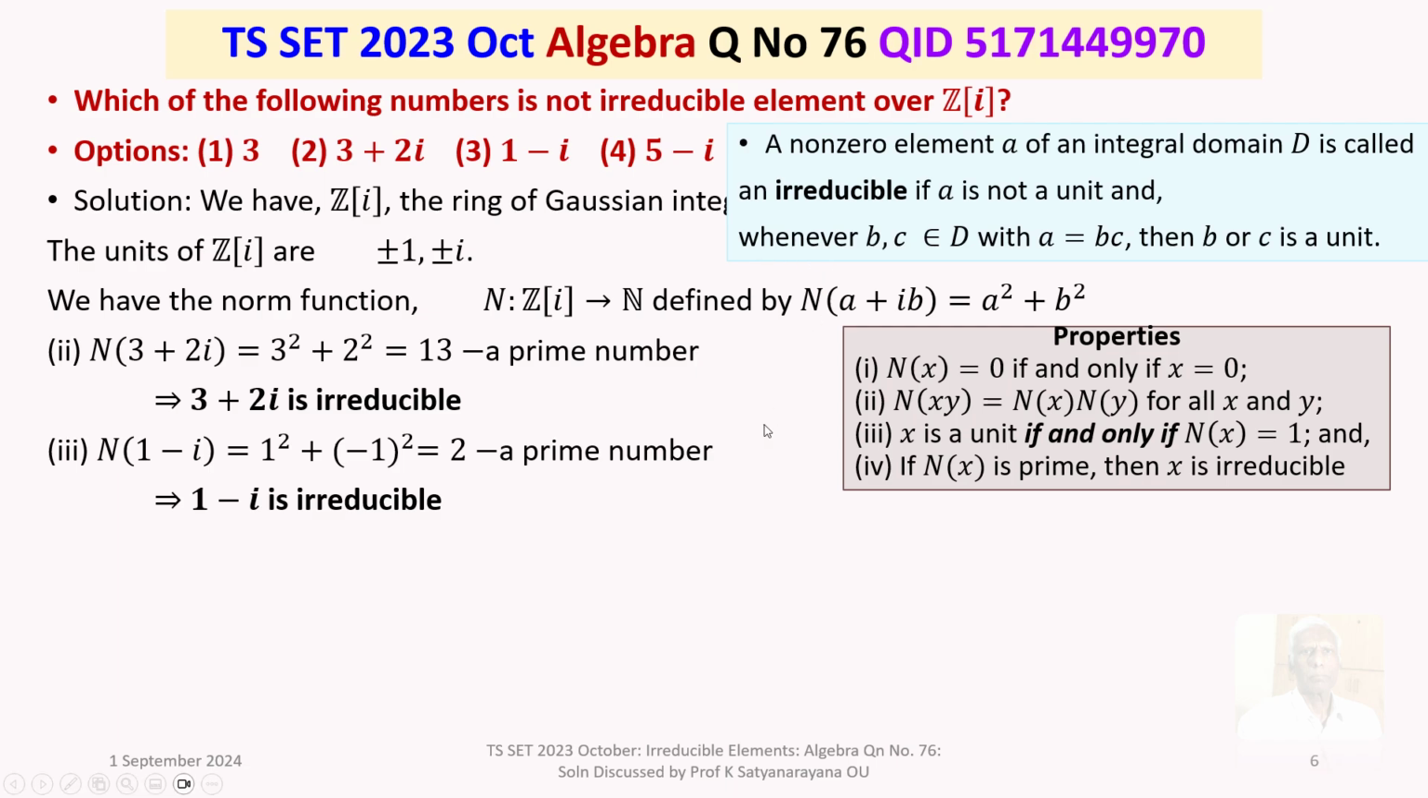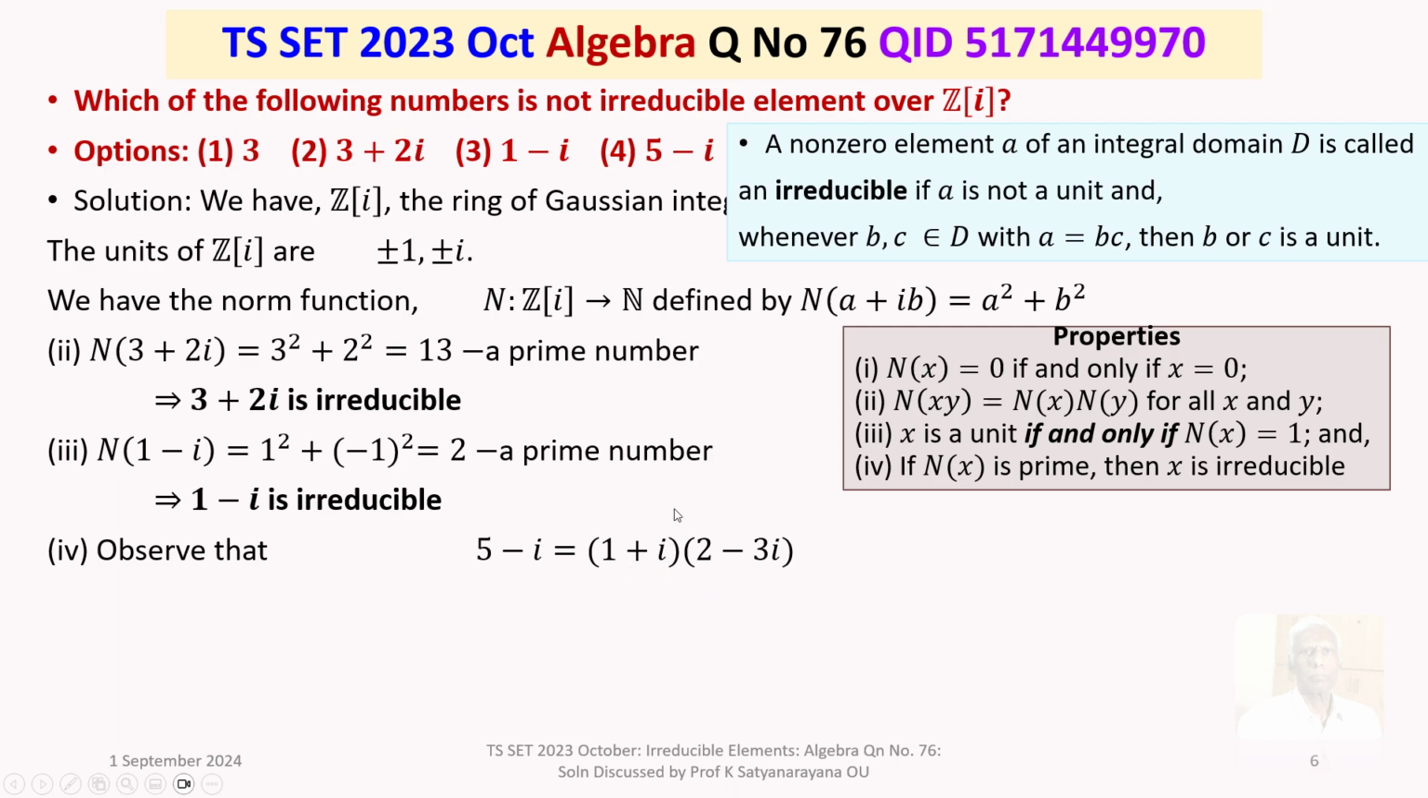Let us see. Fourth option. Observe that 5 minus i, first of all, is not a unit, right? And 5 minus i can be written as the product 1 plus i into 2 minus 3i, right? So you can guess this by taking their norm and making a trial and error and writing the factorization, right?